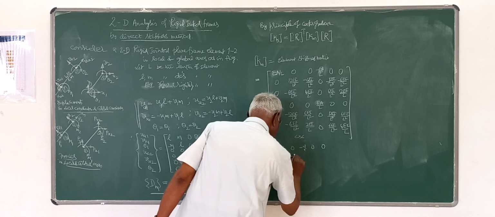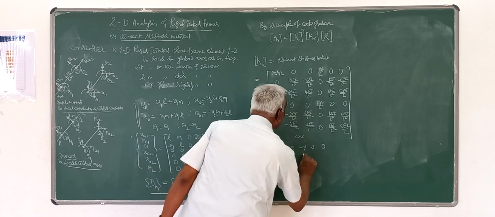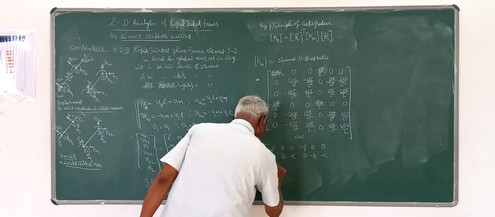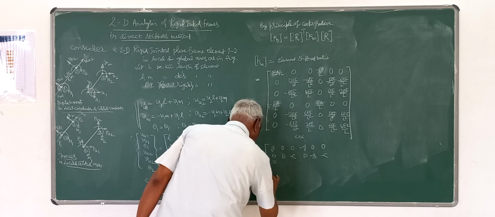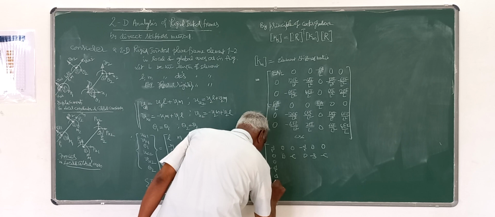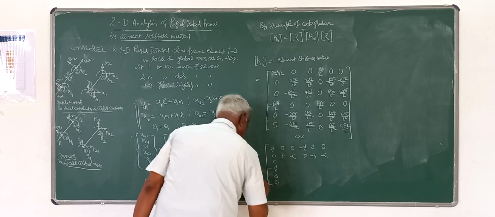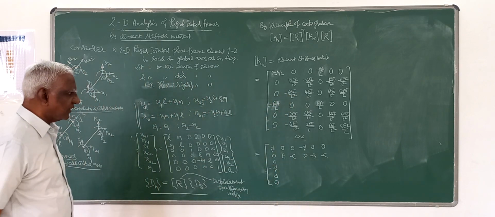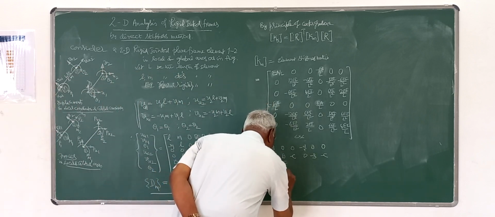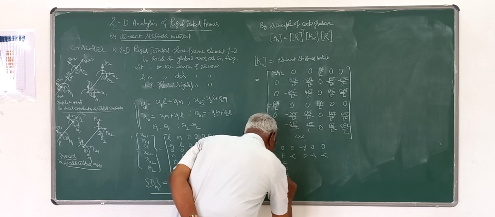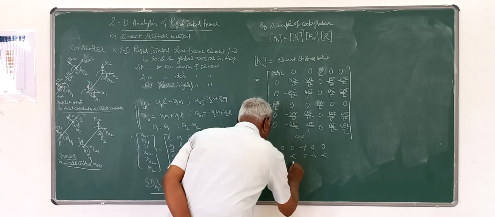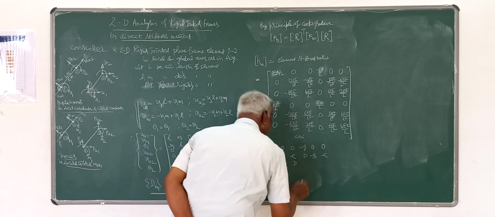Then this as C, 0, minus B, minus C, and this is 0, minus S, 0. This is easier. Instead of 12EI by L cube, 6EI by L square, you can use this notation straight away. This minus C, 0, minus B, minus C. This 4EI by L, that is D, you can call it.